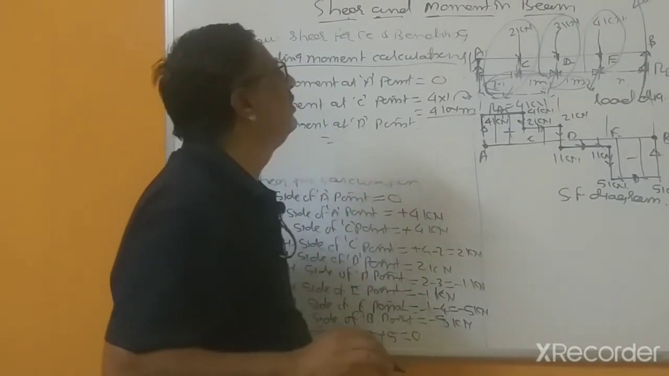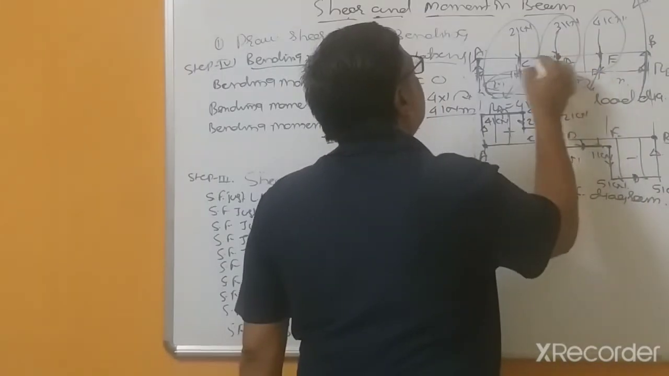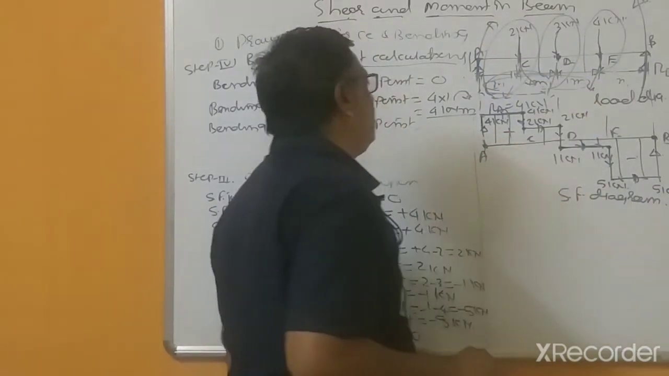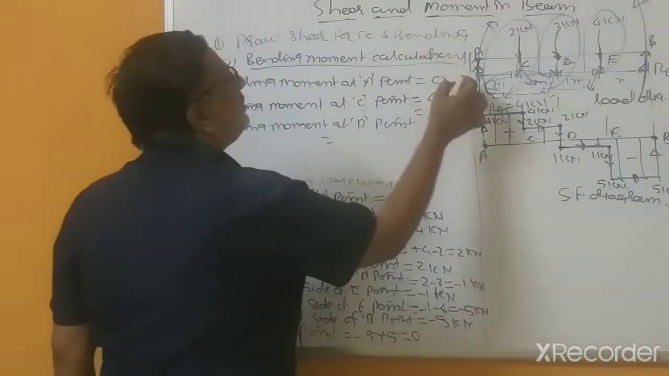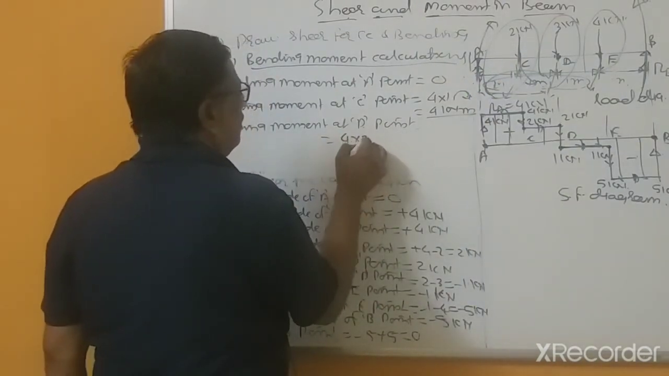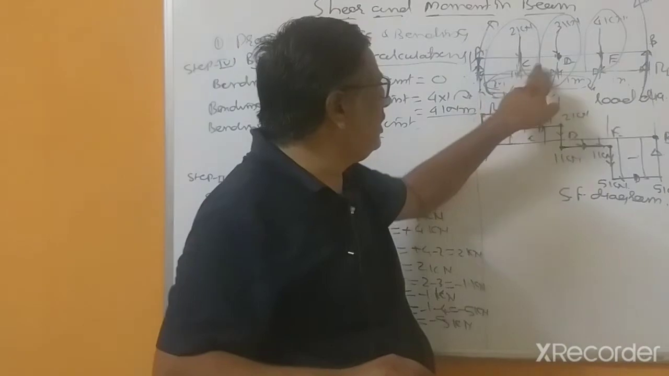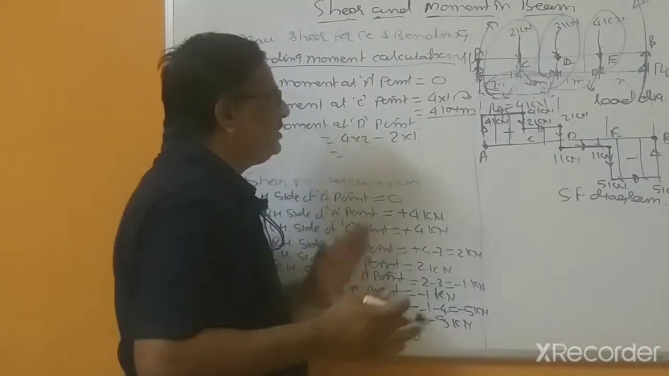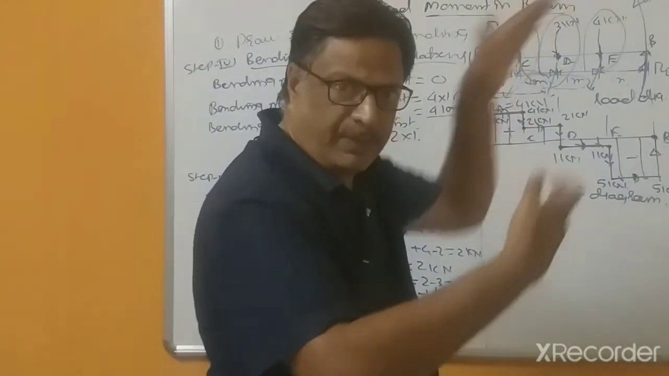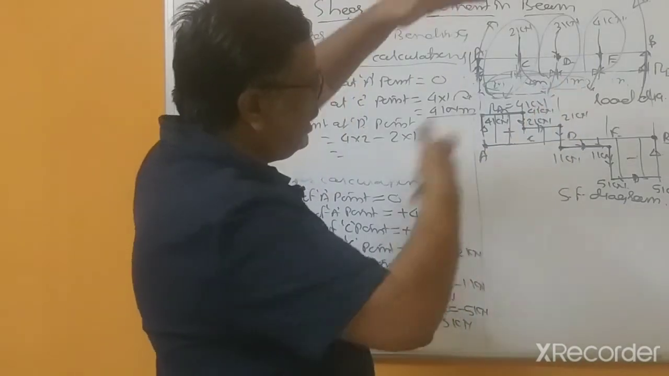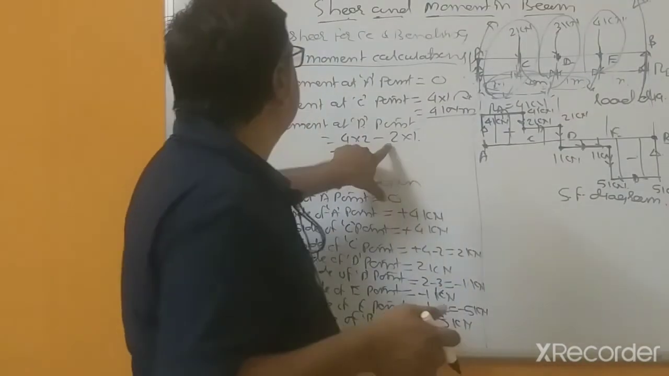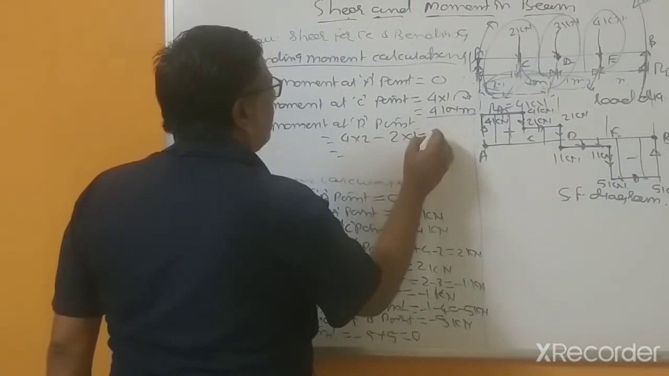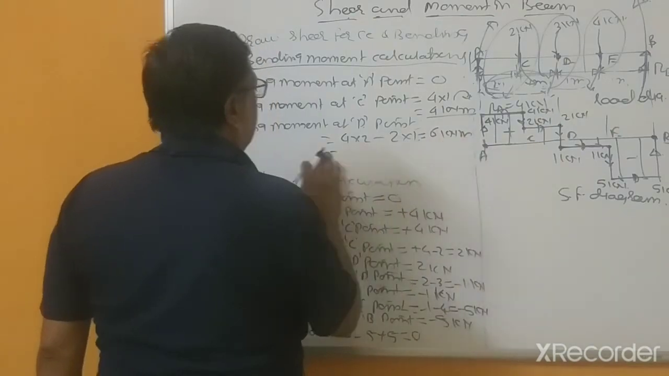Now at D point, there are two moments, one clockwise and another anti-clockwise. So clockwise moment 4 multiplied by distance 2, anti-clockwise moment 2 multiplied by distance equal to 1, because these are two opposite moments. One is clockwise and another is anti-clockwise. So that's why there is a change of sign. 4 minus this is 8, 6 kilonewton meter.